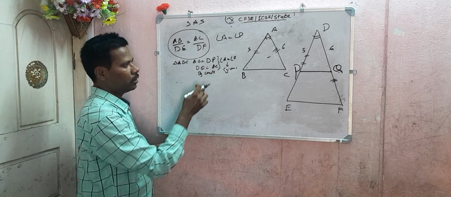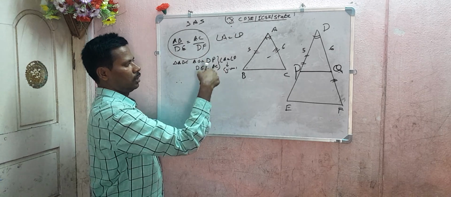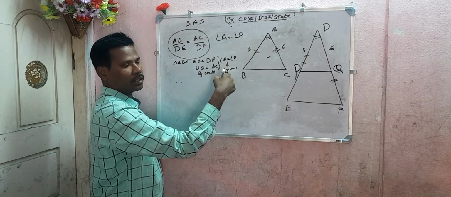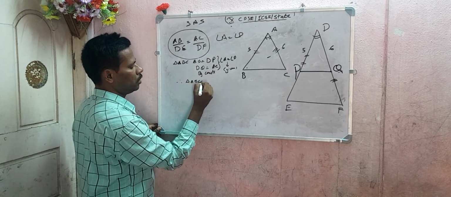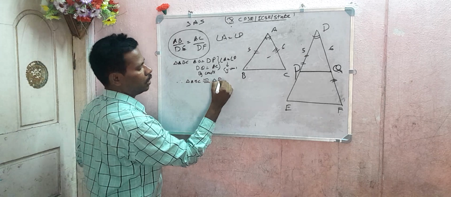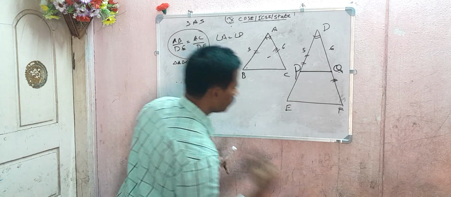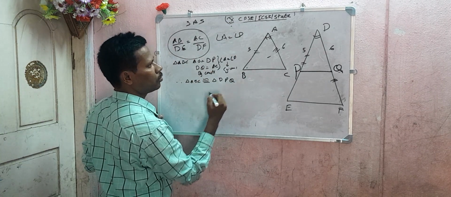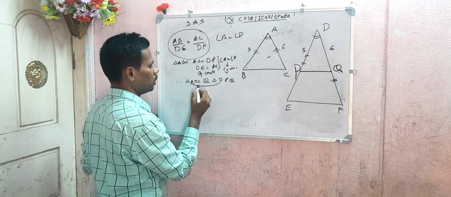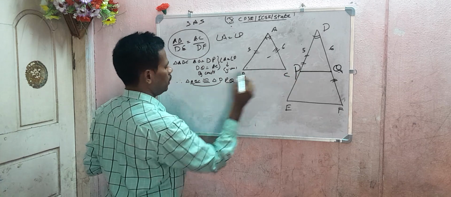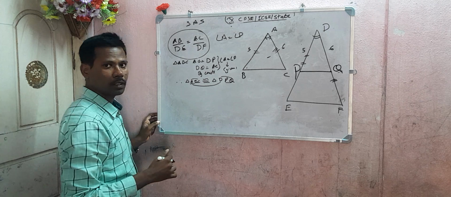AB is equal to DP by construction, and DQ is equal to AC by construction. Angle A is equal to angle D, given. Are you getting my point? Therefore, triangle ABC is congruent to triangle DPQ. See, the letters should coincide: angle A, angle D, both are there; BC, PQ; and AC is nothing but DQ. The letters should coincide when you write the congruency.